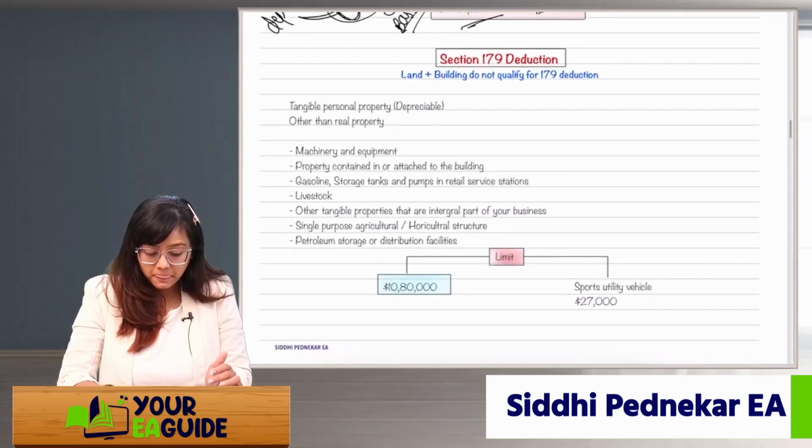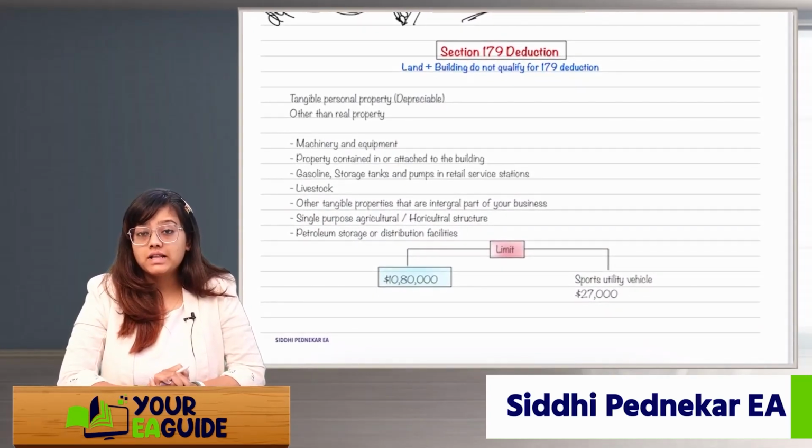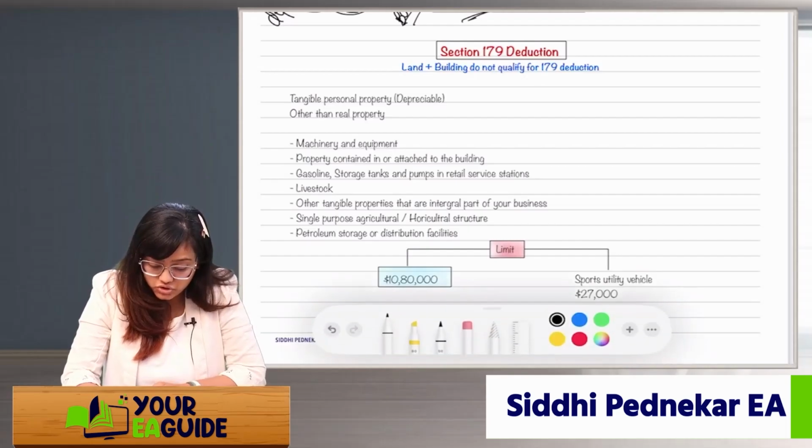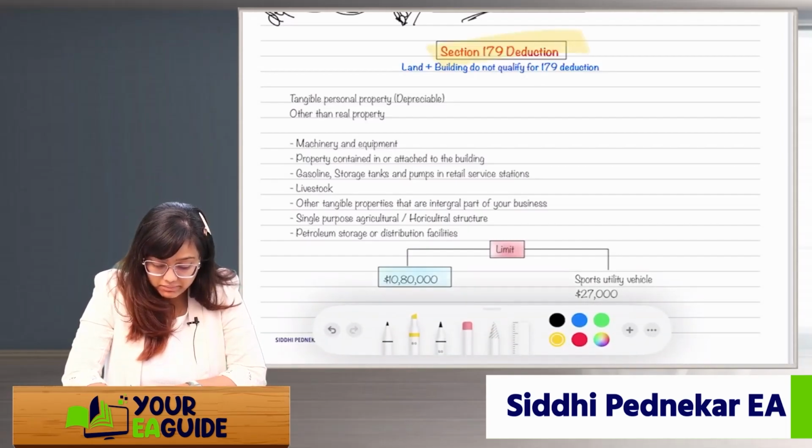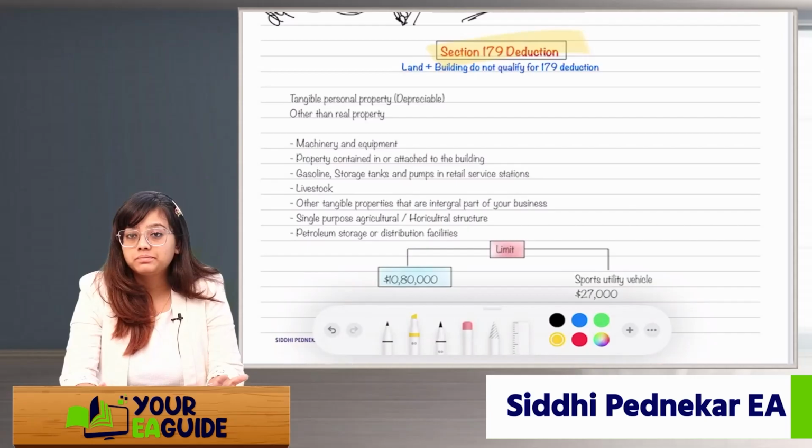All right. Next is the section 179 deduction, which is most important. There will be 1 or maybe 2 questions, right?